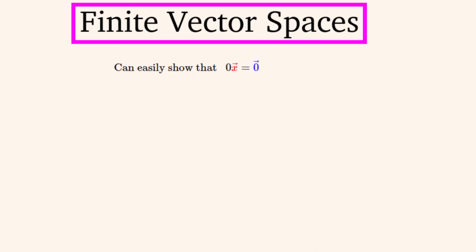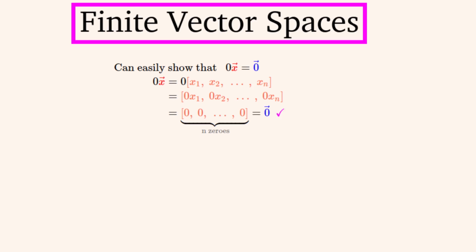And now we can prove these two difficult theorems very easily for the vector space Rn. We'll start off with this theorem. We'll start with the left-hand side and substitute this row vector in for x. Then we'll multiply every entry in x by 0, which causes every entry in x to be 0, which is the definition of the 0 vector, thus proving this theorem true for Rn.